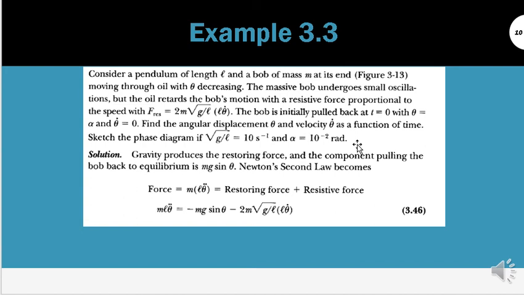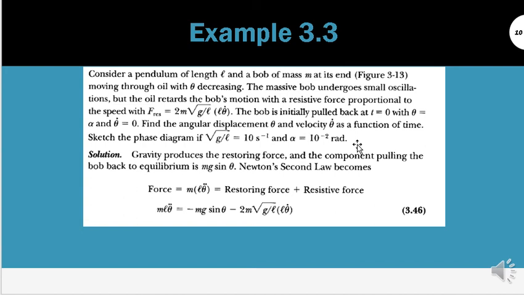Okay, so consider a pendulum of length L and bob of mass M at its end. Moving through oil with time t decreasing, the massive bob undergoes a small oscillation, but the oil retards the bob's motion with a resistive force proportional to speed, with F resistive equals 2m square root of g over L multiplied by L theta dot. The bob is initially pulled back at t equals 0 with theta equals alpha and theta dot equals 0.